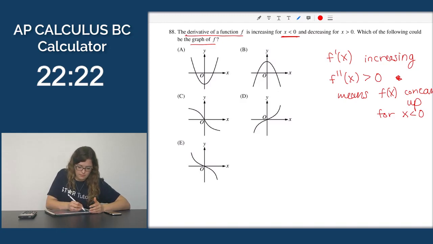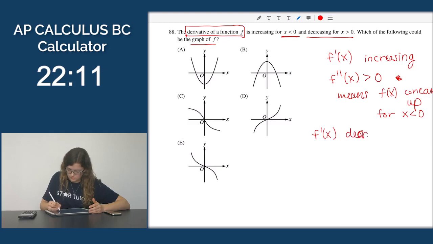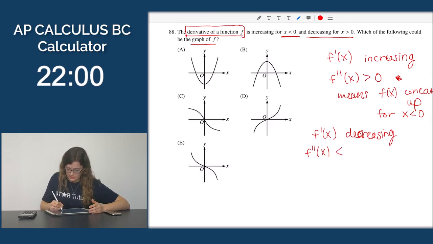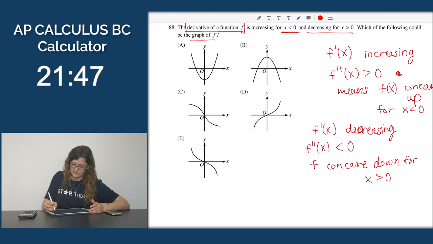Similarly, it says the derivative of the function f, so f prime of x, is decreasing for x bigger than 0. Decreasing. Sorry for the poor handwriting here. If f prime of x is decreasing, that means its derivative, the second derivative, is negative, which means that f is concave down for x positive.